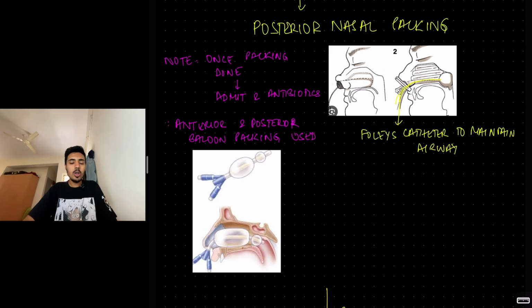Another thing, we also commonly use something known as balloon packing nowadays. As you can see here, through the balloon you have the airway, and outside the airway you have two balloons. Here this packs it anteriorly and this packs it posteriorly. So simultaneous packing, very very efficient anterior and posterior balloon packing.